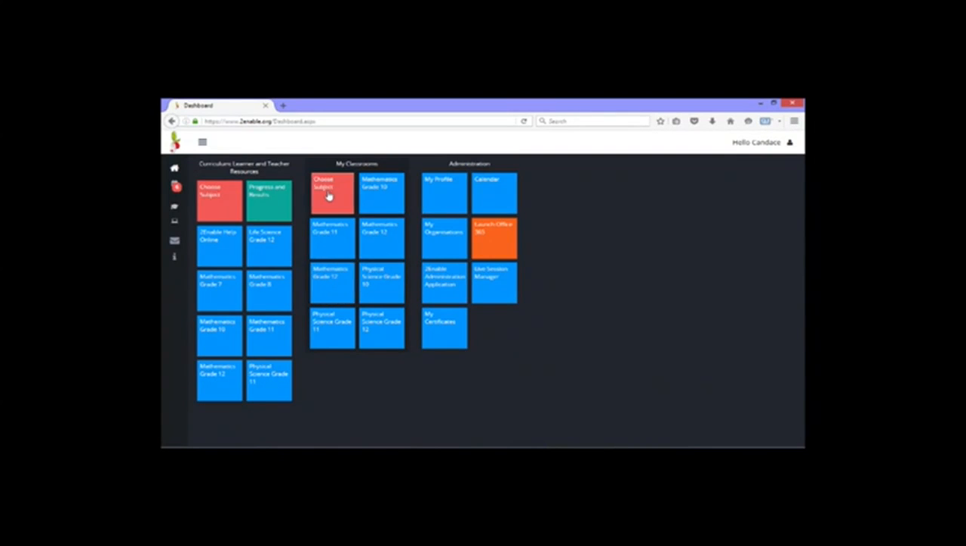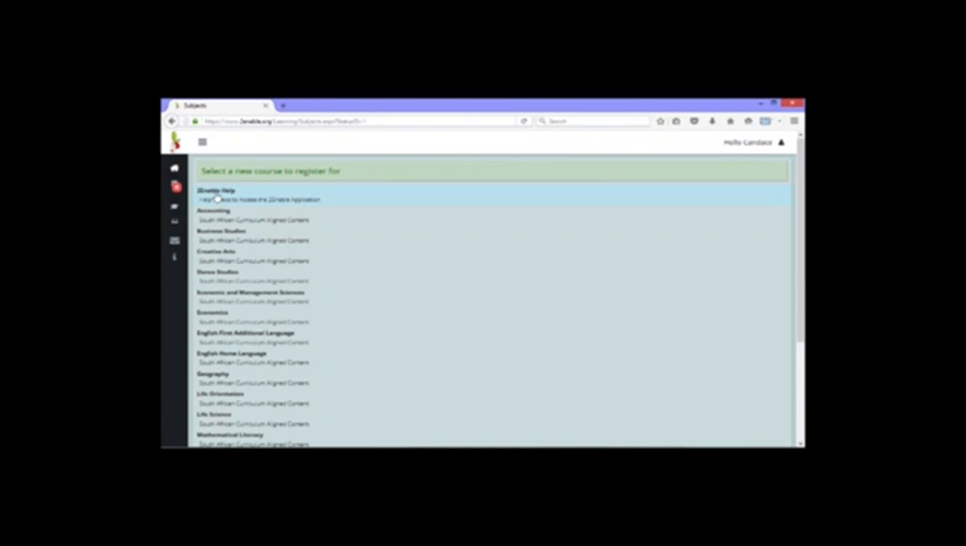And if you look here, you won't have this My Classrooms because this is for teachers and for me, I'm a mentor. But over here on the left-hand side, you'll see it says Curriculum Learner and Teacher Resources. And what you need to do is press Choose Subject. And what you will see is all the subjects that are available on the Turnable platform. And there are hundreds of subjects. Okay, well, not hundreds, but there's quite a lot. Lots and lots of subjects.